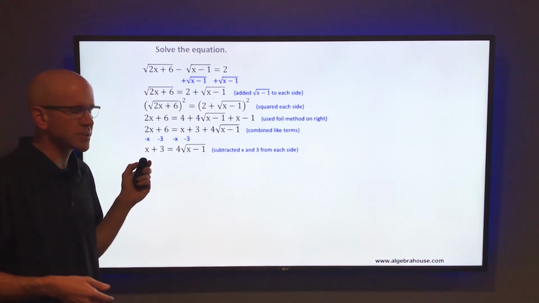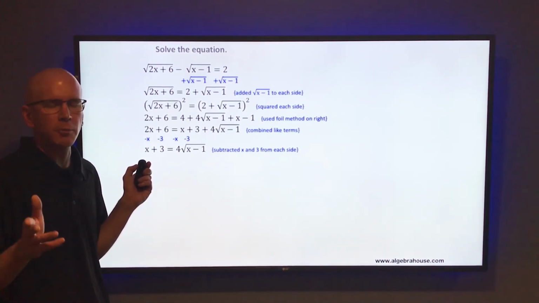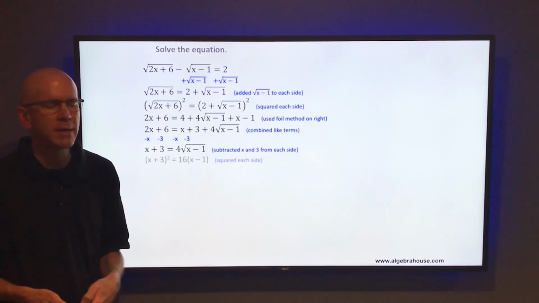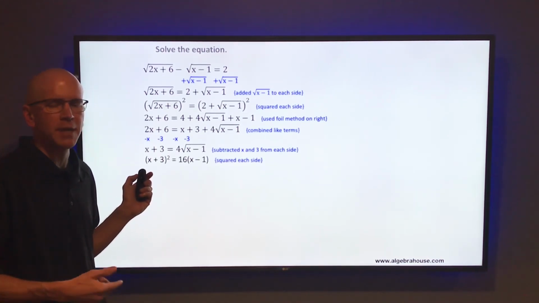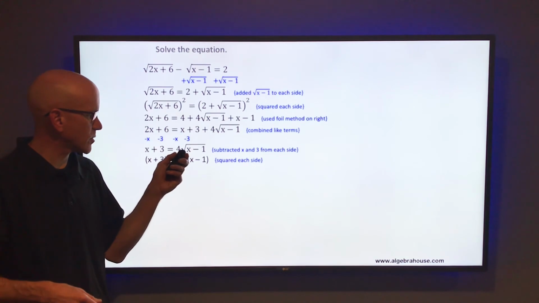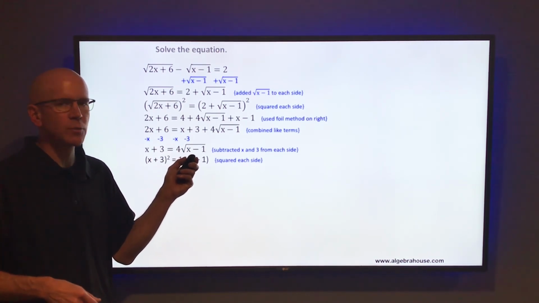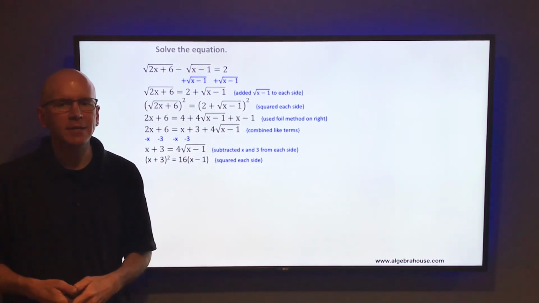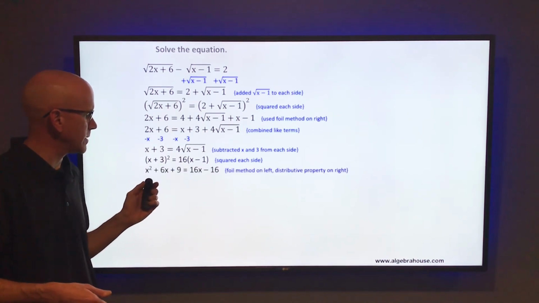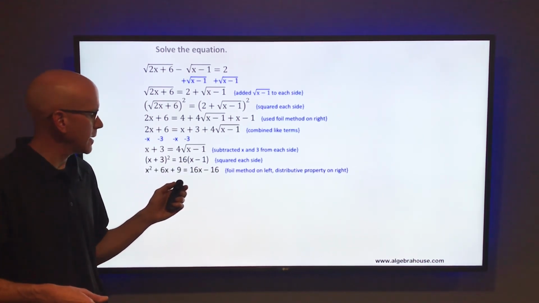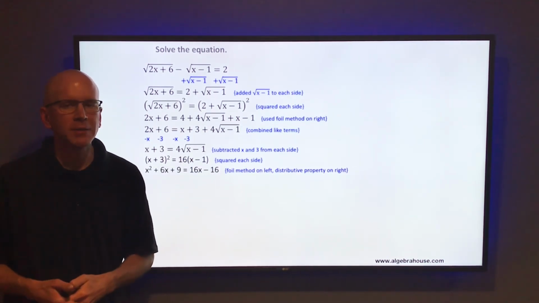Now on the left, you're squaring x plus 3. So multiply x plus 3 by x plus 3. That would be x squared plus 6x plus 9 on the left. On the right, you're squaring 4, which is 16. And if you square the square root of x minus 1, that is x minus 1. So again, on the left, that is x squared plus 6x plus 9. And on the right, that is 16x minus 16.